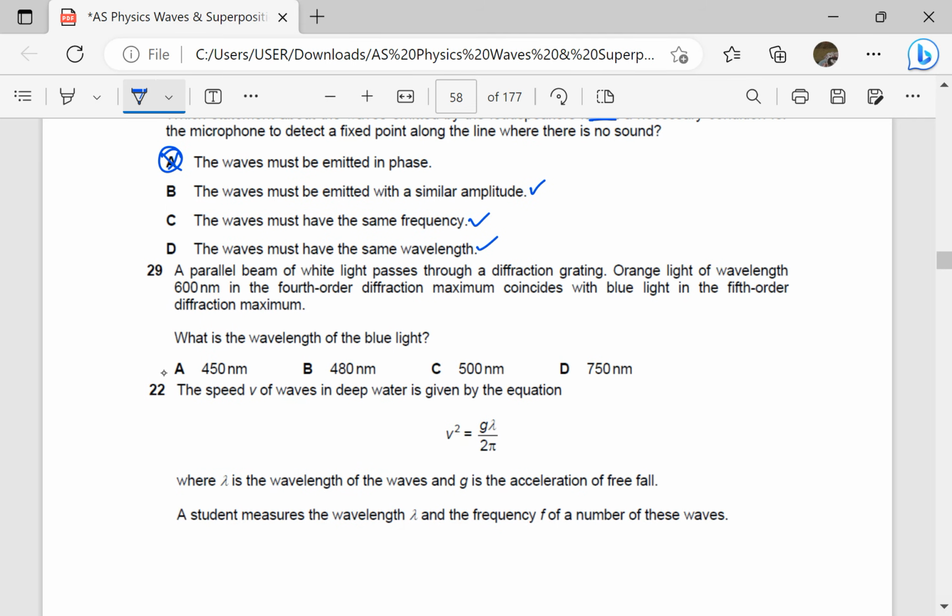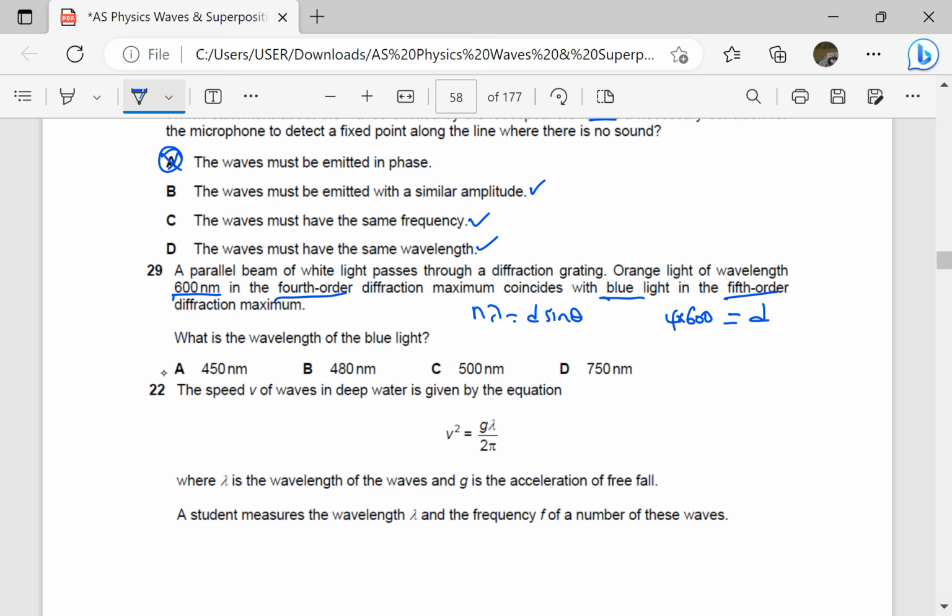A parallel beam of white light passes through a diffraction grating. Orange light of wavelength 600 nanometers in the fourth order, so n is 4, has a diffraction maximum that coincides with the blue in the fifth order, so n is 5 for blue. What is the wavelength of the blue light? Since it is a diffraction grating, we know that n lambda is equal to d sine theta. So let's start with orange. n for orange is 4, wavelength is 600, I will not convert. 4 times 600 should be equal to d sine theta.